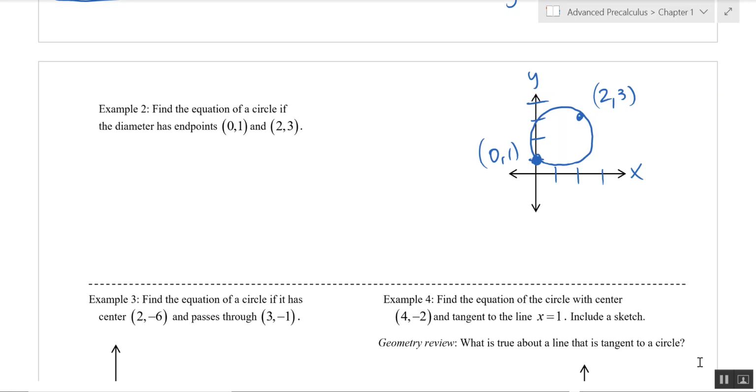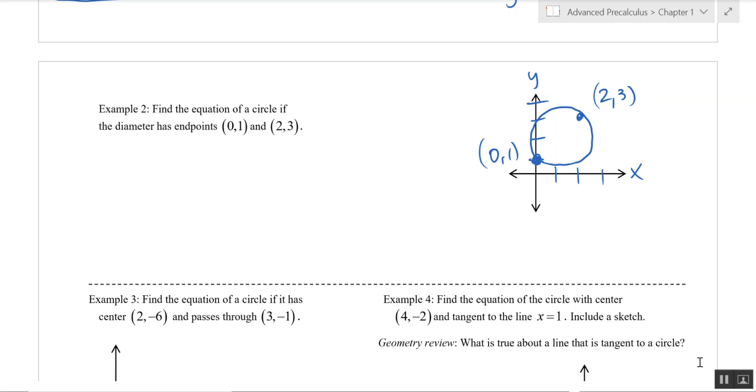All right, let's take a look at this next page. Some questions with circles. First one says, find the equation of a circle if the diameter has endpoints (0, 1) and (2, 3). So we're given the endpoints of the diameter, which are on opposite sides of the circle. I've got a diagram over here on the right.